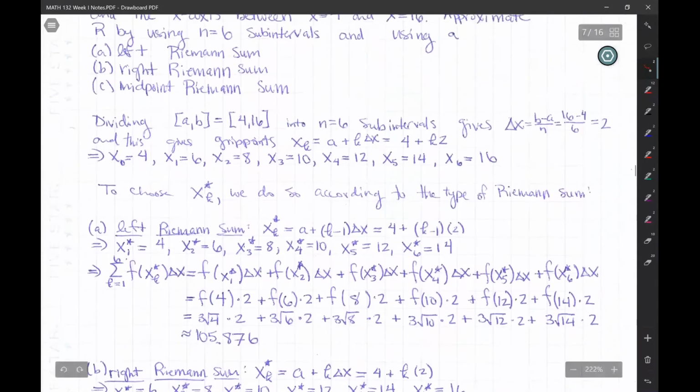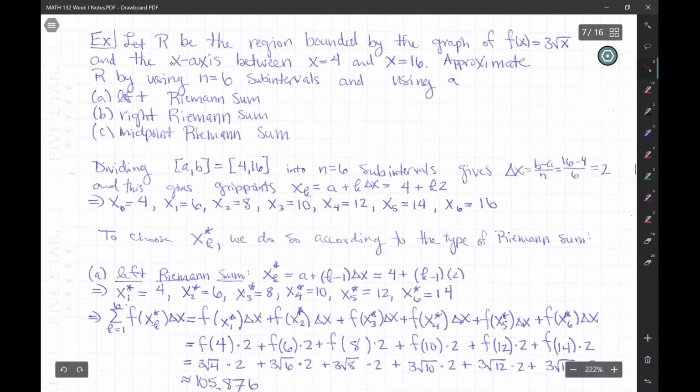Let's take a look at this example here. So let R be the region bounded by the graph of this function, 3 times the square root of x, and the x-axis between x equals 4 and x equals 16. So we want to approximate this net area using 6 subintervals, and we'll do it using a left Riemann sum, a right Riemann sum, and also a midpoint.